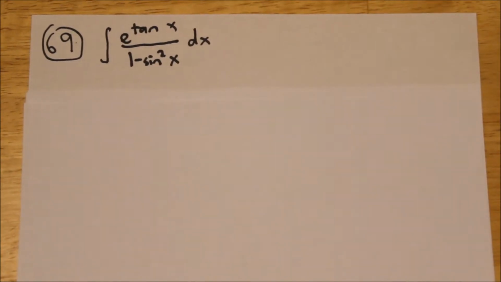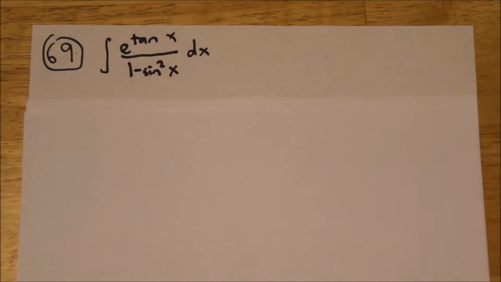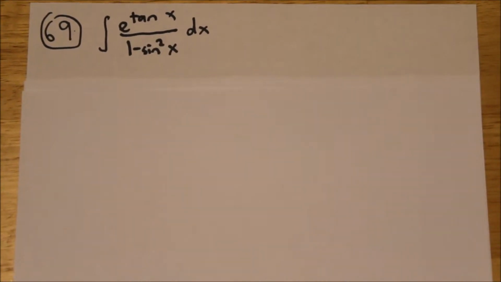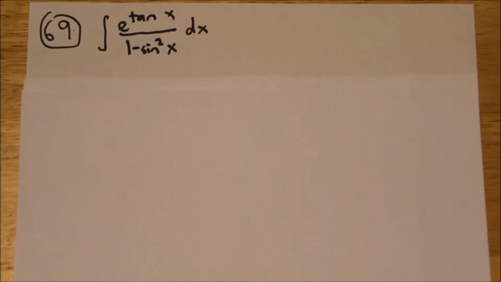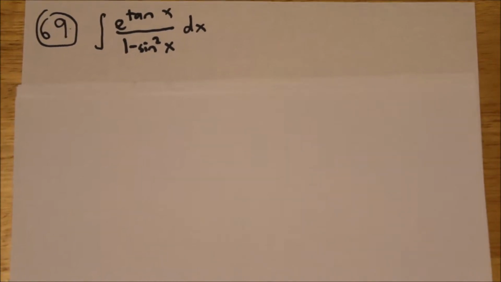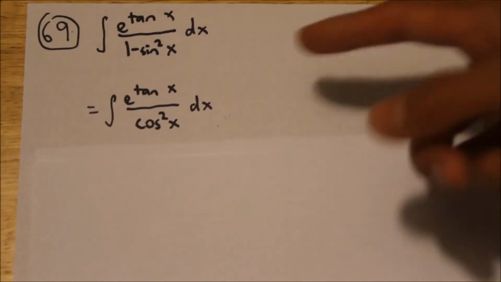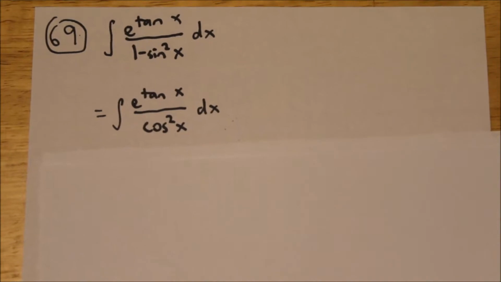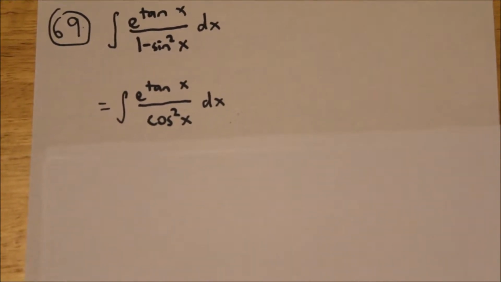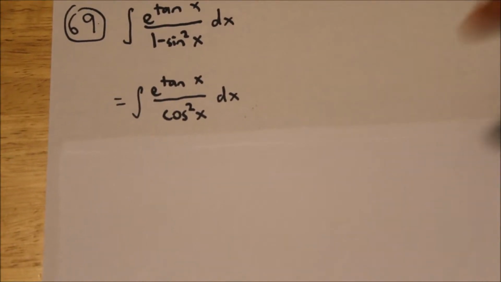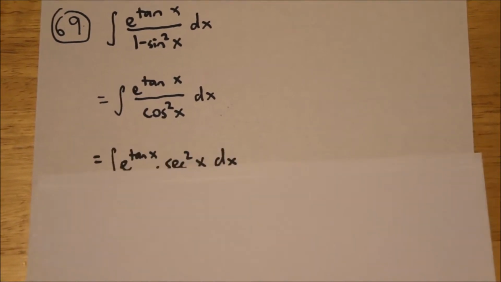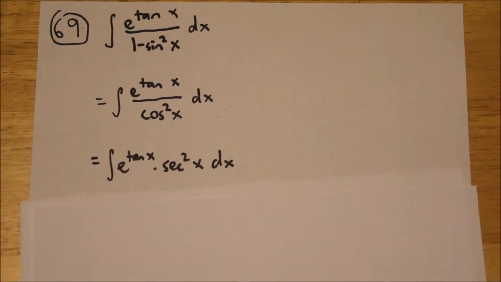For number 69, we want to find the integral of e to the tangent x over 1 minus sine squared x. So the first thing you have to remember is sine squared x plus cosine squared x equals 1, which means that 1 minus sine squared x is cosine squared x. So you can rewrite it as e to the tangent x over cosine squared x. But we also know that 1 over cosine x is secant x. So that means that e to the tangent x over cosine squared x is the same thing as e to the tangent x times secant squared x.